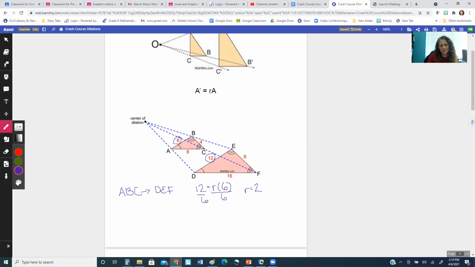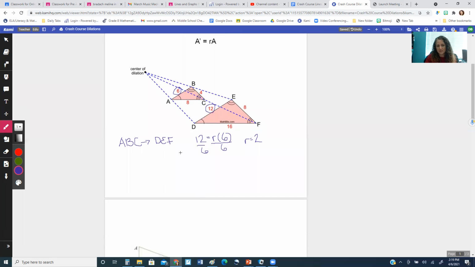Now, what if we want to go from this triangle to that triangle? Now this is the prime. We have DE prime is 6. So 6 equals R times, now that we're starting with 12, R times 12, still multiplied. The opposite of multiplication is division, so we're going to divide both sides by 12. 6 over 12 is 1 over 2, and we have R equals 1/2.